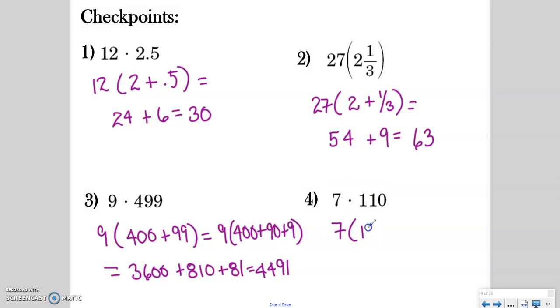And then the last one, I got 7. This one can be broken down to 100 plus 10. And then I just distribute. So this is 700, and this is 70. And this will give me 770. And yes, if you looked at it, you'd know this would be 770. But if I'm asking you to do this by the distributive property, do it, please.